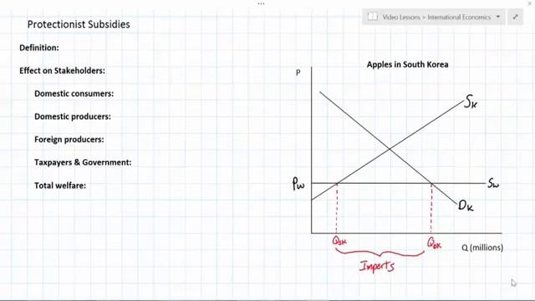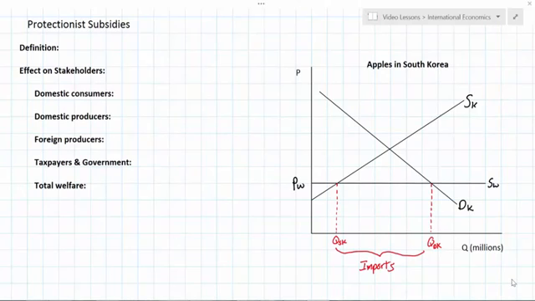In this lesson, we're going to discuss the final tool of protectionism that a government may choose to employ in order to protect domestic producers from cheaper foreign competition. If you've been following the lessons on protectionism, then you've already seen the video on protectionist tariffs and the video on protectionist quotas. In this lesson, we're going to look at protectionist subsidies.